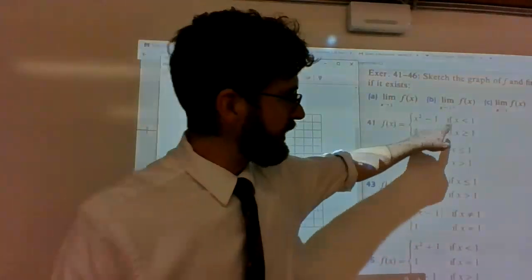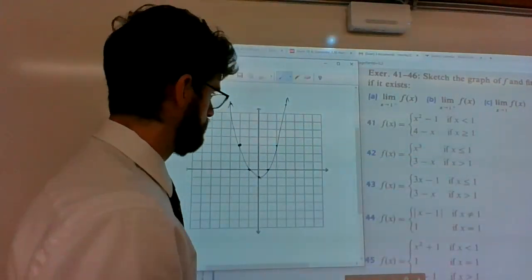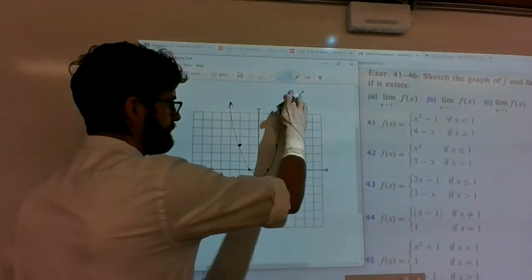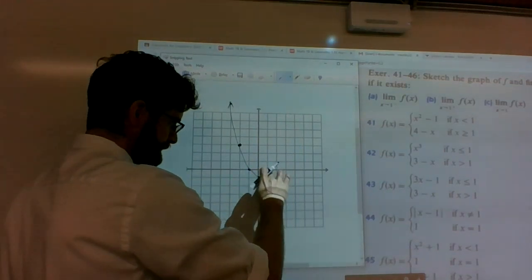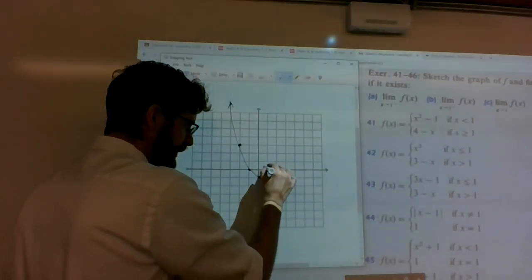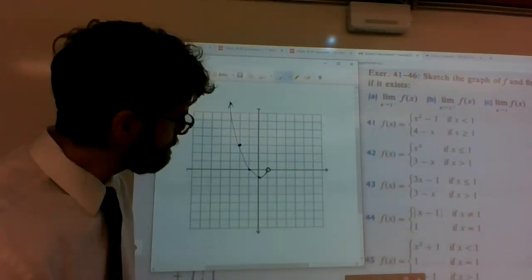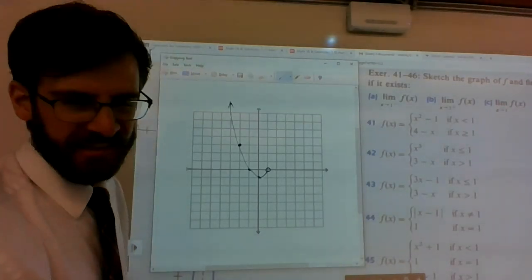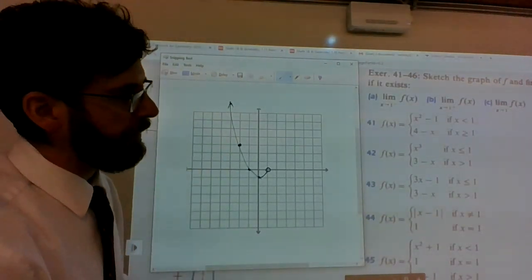That only exists when x is less than 1. So here's x equals 1. This would be one of those open circles because it's less than.